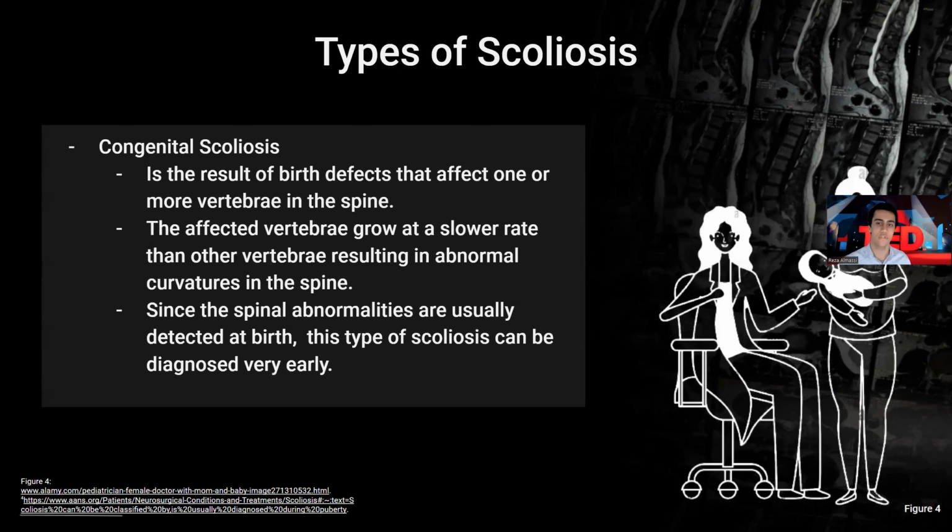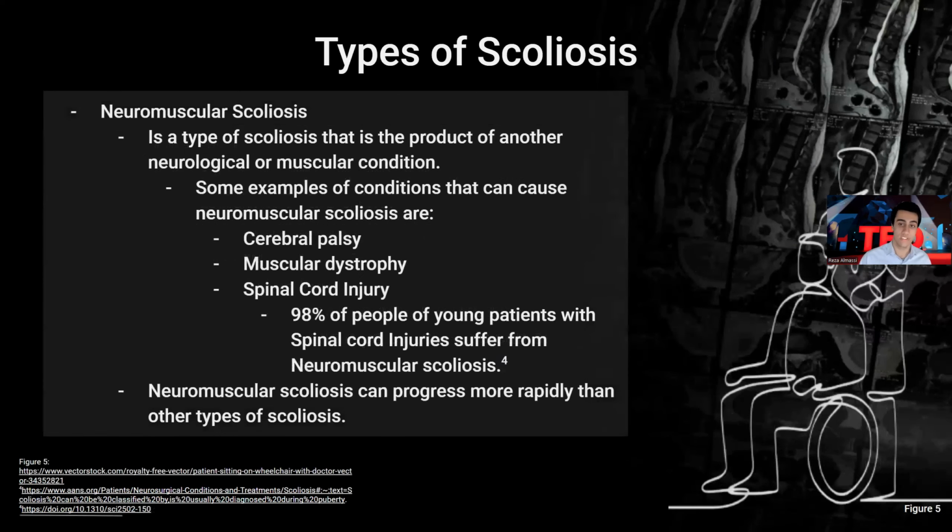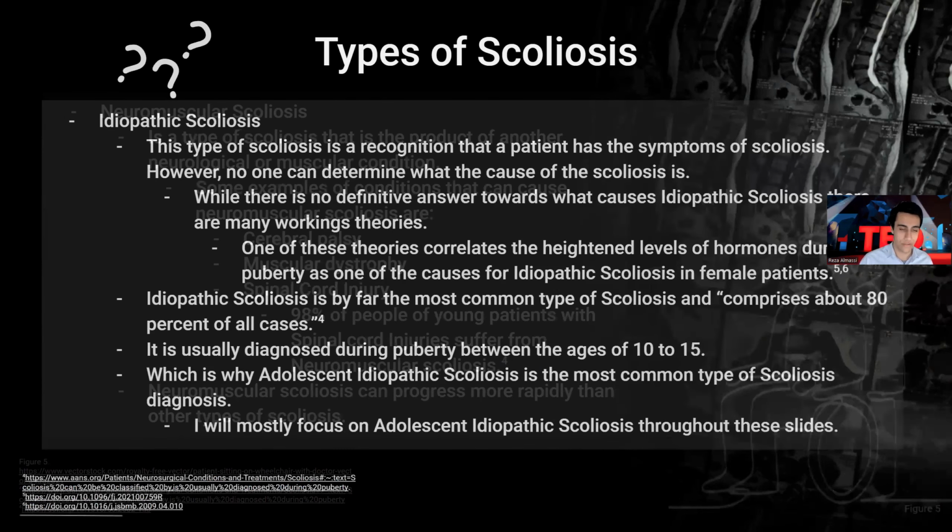Congenital scoliosis is usually detected at birth. It is the result of birth abnormalities that affect individual vertebrae. The growth of these vertebrae is hindered, resulting in abnormal curvatures. Neuromuscular scoliosis can progress more rapidly than other types of scoliosis and is a symptom of other conditions. There are many neurological and muscular conditions that can result in scoliosis. Some examples include cerebral palsy and muscular dystrophy.